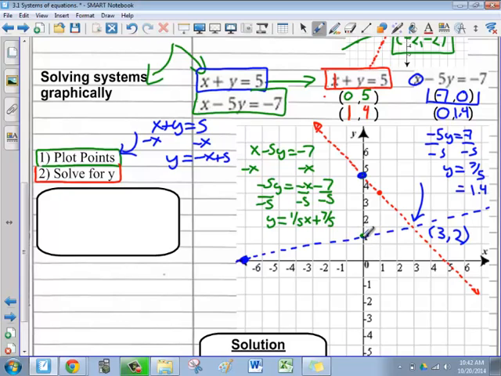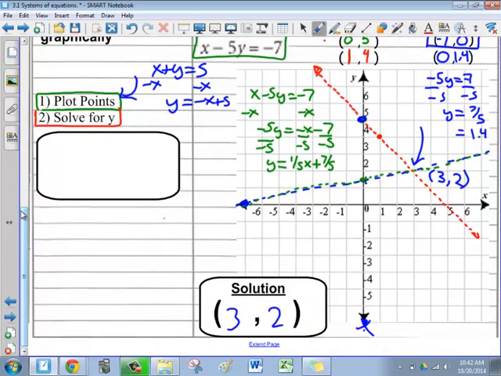So we go from here, think of going up 1 and over 5. And that's right about there. So there's our other line that can be created by solving for y, getting it in y-intercept form and graphing it. So those are two methods you can use to solve these systems.